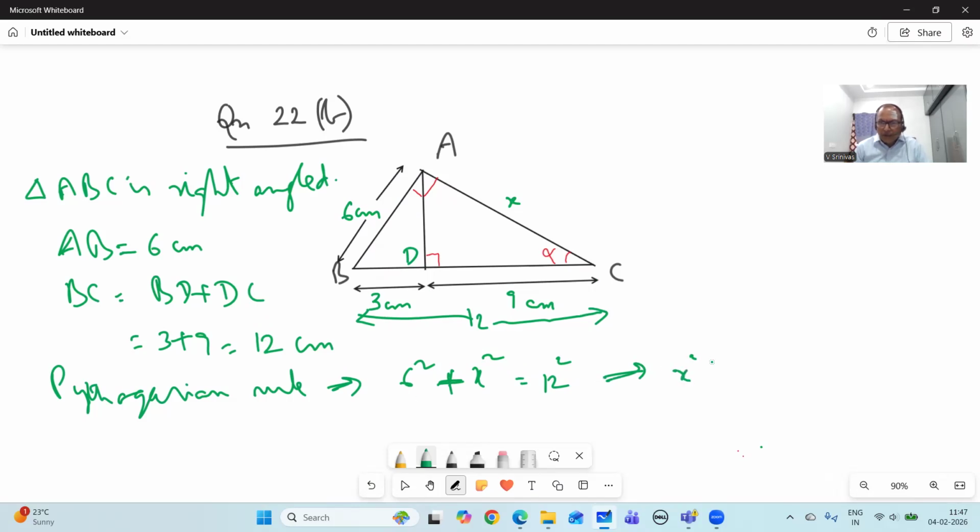So x square is equal to 12 square, which is 144, and 6 square, take it to the other side. 6 square is 36, take it to the other side. It is minus 36. So 144 minus 36. 144 minus 36 is 108. So we have got AC is equal to root 108. So we have got this to be root 108.